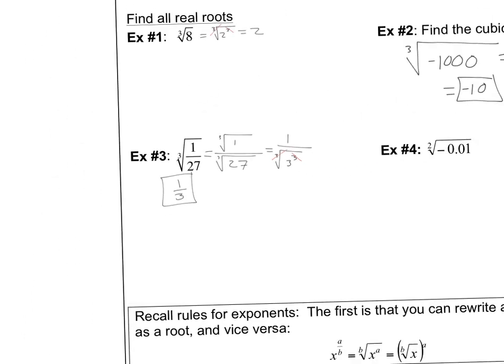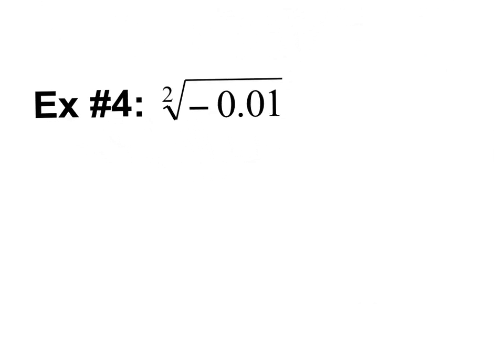Okay, let's play with it a little bit more. This one's a little bit tricky. It's asking for the square root of negative 0.001.